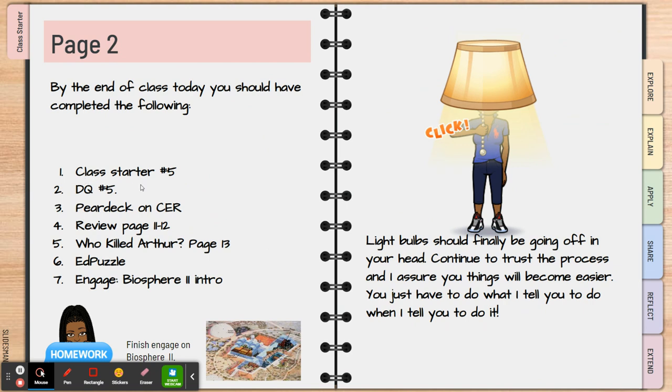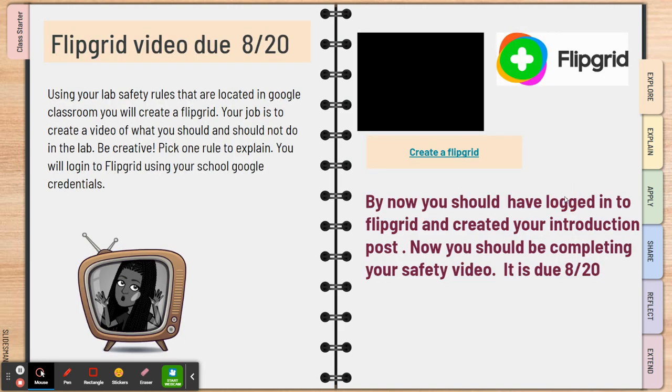But by the end of class today, we will have finished class starter 5, daily quiz 5, Pear Deck on CER. We will do science notebook pages 11 through 12. Also, who killed Arthur on page 13. Watch our 2 Ed puzzle videos, and then on your own, you'll be working on this Biosphere 2 thing. Light bulb should finally be going off in your head. Continue to trust the process, and I assure you things will become easier. You just have to do what I tell you to do when I tell you to do it.